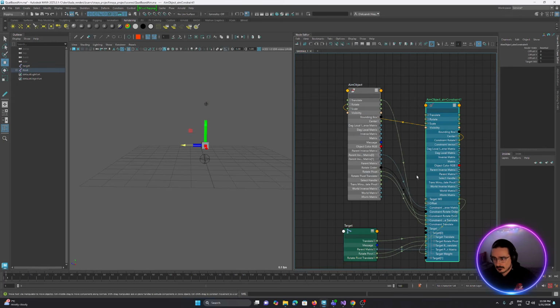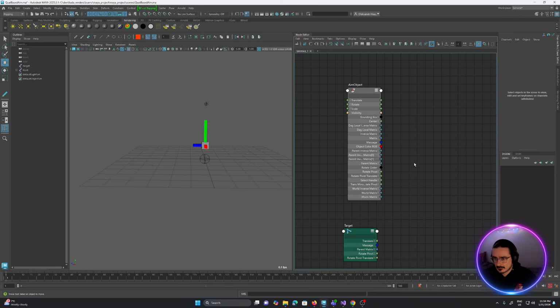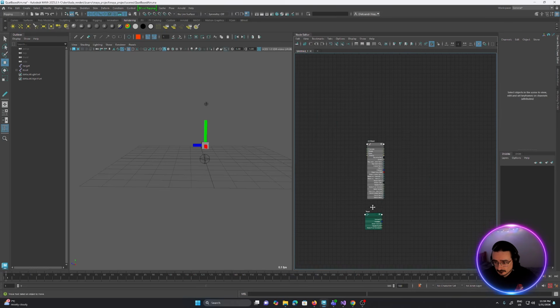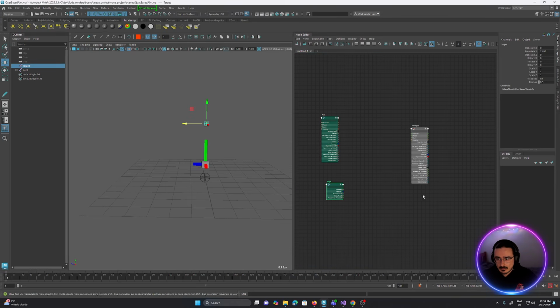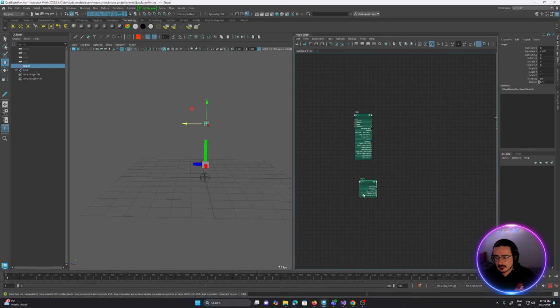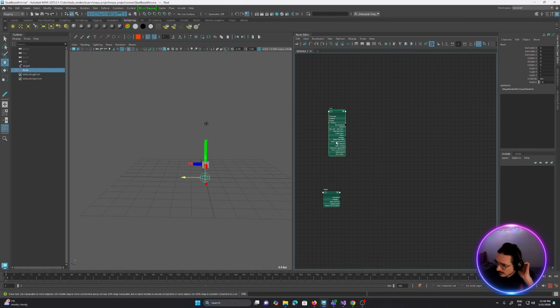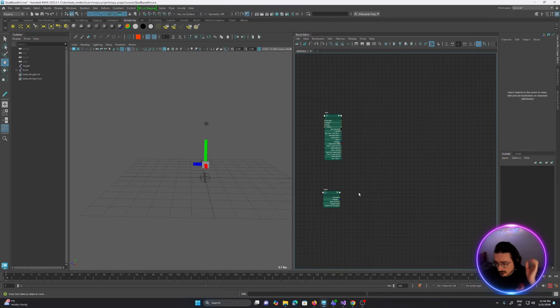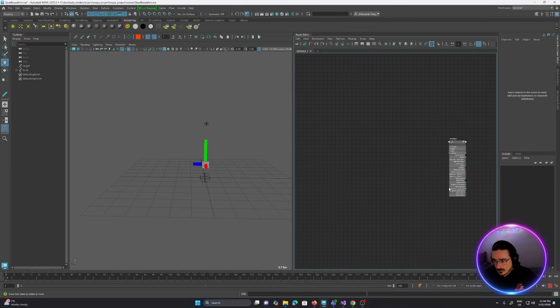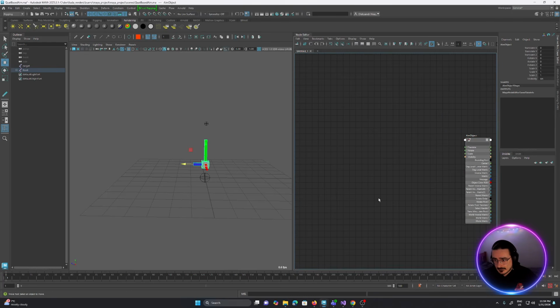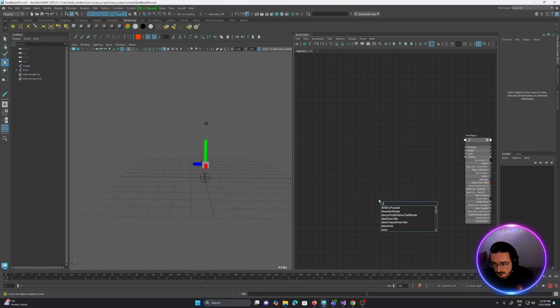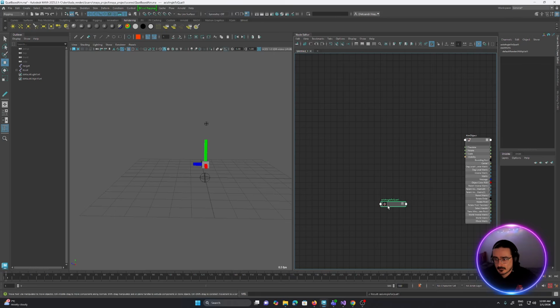and delete my aim constraint. So let's start building our aim constraint with just nodes. And the heart of my aim constraint would be the axis angle to quaternion node.